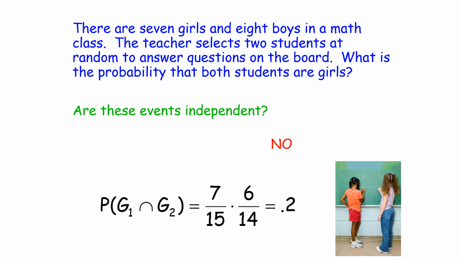And then the probability of getting a girl on the second one, well, we've already taken one of the girls, so she can't be chosen again. So there's only 6 girls, and there's no longer 15 students to choose from. We only have 14 students to choose from. And that is going to give us a 0.2.